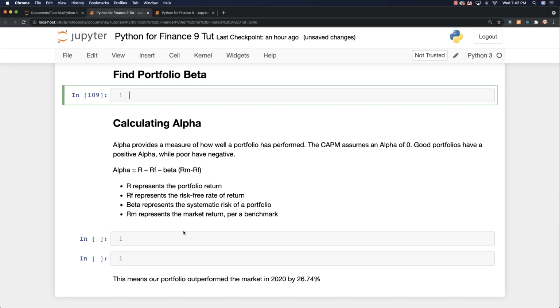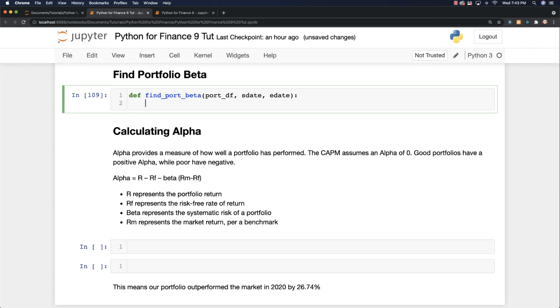Now, with all of that information, we're going to be able to find the beta for our entire portfolio. So I'm going to create a function, and I'm going to say find port beta. And the awesome thing is you're going to be able to change your portfolios and then easily just call these functions, and it's automatically going to recalculate all of this stuff. That's the power of functions.